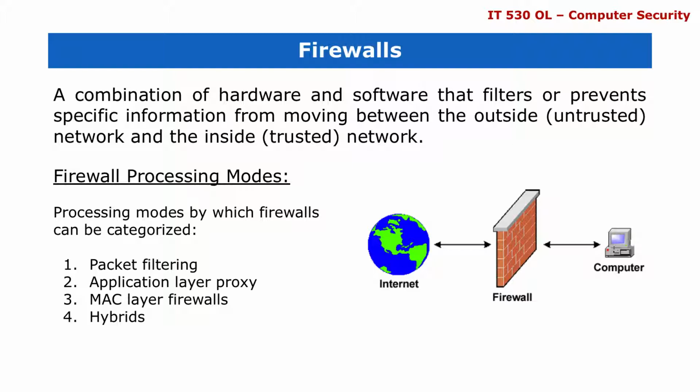The different firewall processing modes that we have include packet filtering, application layer proxy, that is application gateways. We also have the MAC layer firewalls and the hybrid processing mode, which includes having two or three of the processing modes.